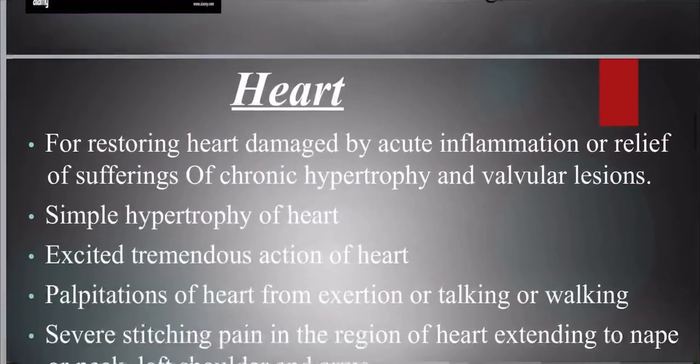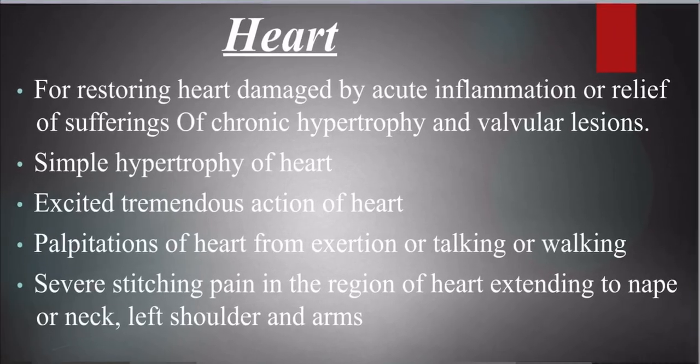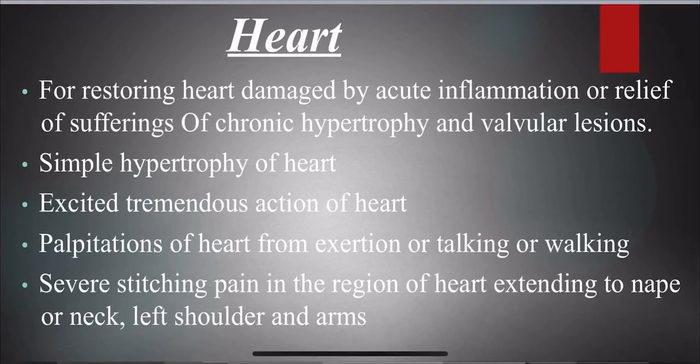Now we'll move on to the particulars. I have started the sequence from the most important. Predominantly all the symptoms will land up in the heart. So first we'll be dealing with the heart of the Naja. For restoring the heart damaged by acute inflammation, or relief of sufferings of chronic hypertrophy and valvular lesions. So guys, whenever there is acute inflammation of the heart and it damages the heart, for restoring the heart damage which is caused by some acute inflammation, we can think of Naja.